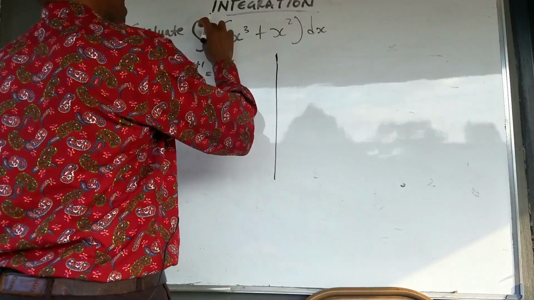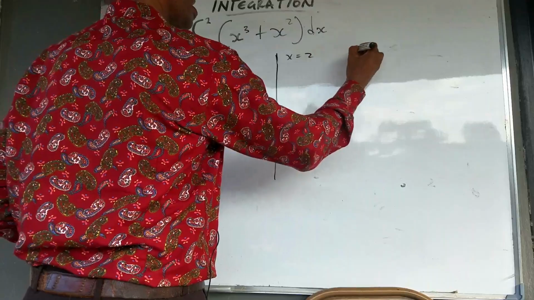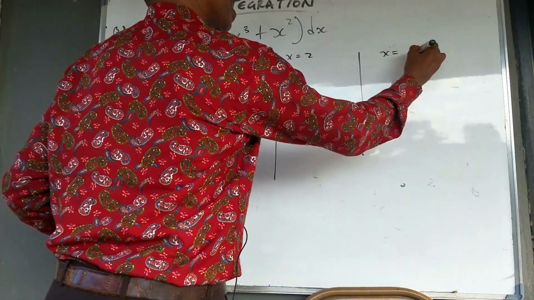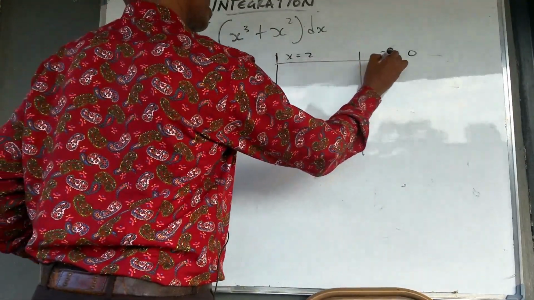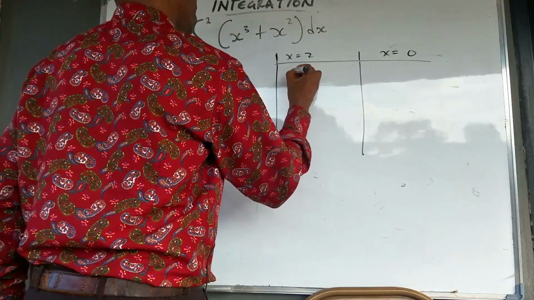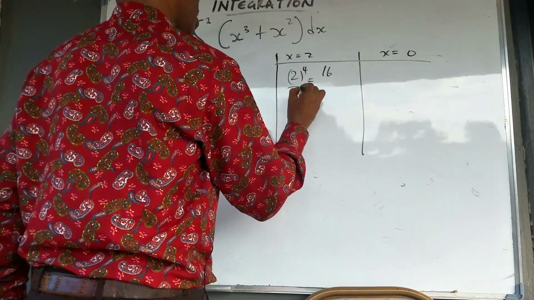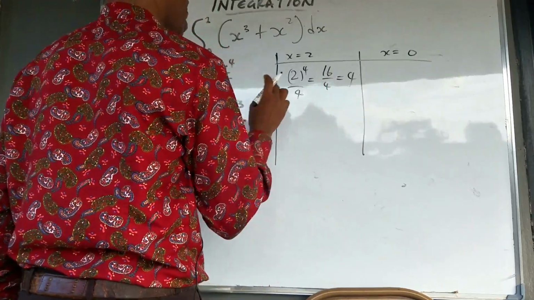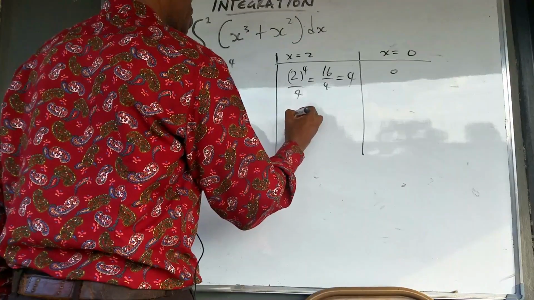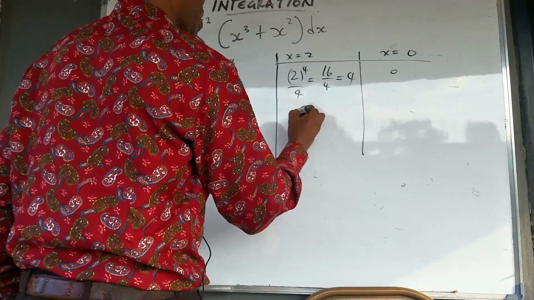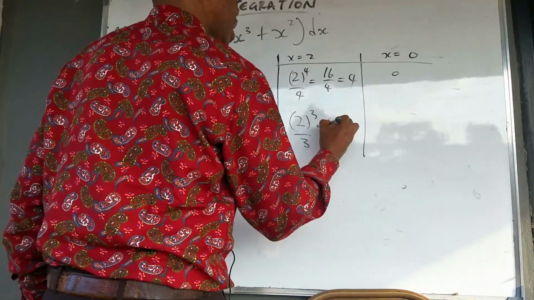So since I have 2 here and 0 here, look at it, 2 and 0, I will now say that s is equal to 2 here, and on this side s is equal to 0. Okay? Now let's look at this place. When s is equal to 2, I'm going to have 2 raised to the power 4 all over 4, which will give me 16 all over 4, that will give me exactly 4. Then this is already 0, so no need to bother about that. 0 is 0 anywhere. This one is 2 raised to the power 3 all over 3. And definitely that will give me 8 over 3.